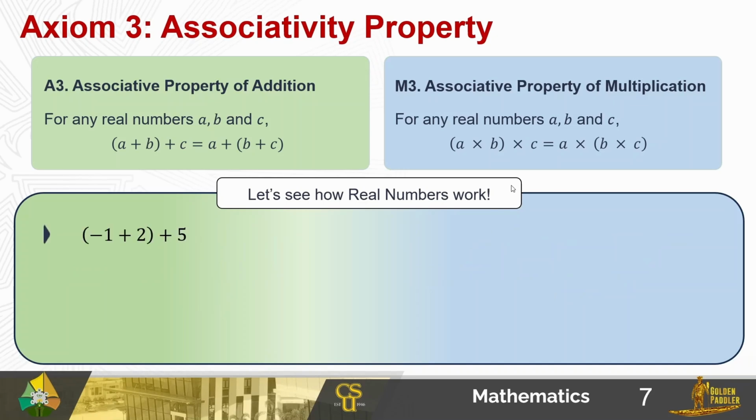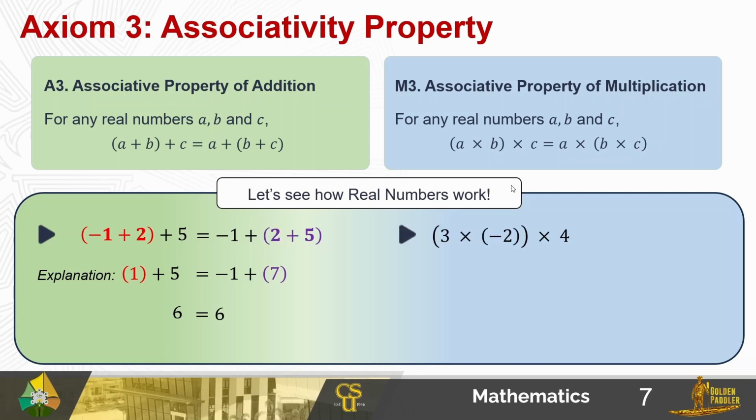Or we have negative 1 plus 2 plus 5 is again equal to negative 1 plus 2 plus 5. Adding negative 1 and 2 will give us 1, and 2 plus 5 will give us 7. So 1 plus 5 is equal to negative 1 plus 7 because that is both equal to 6.